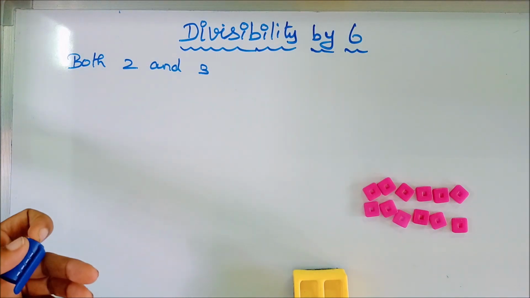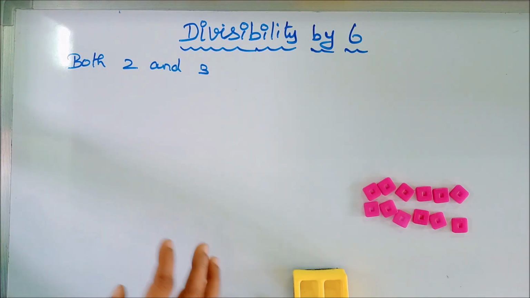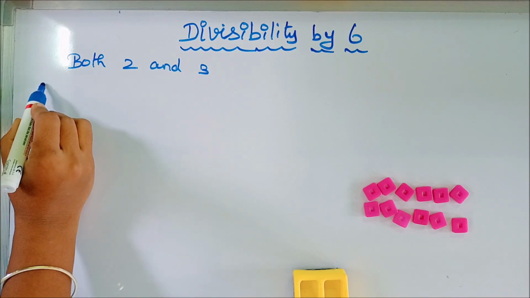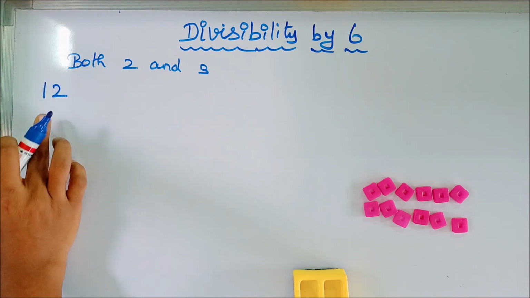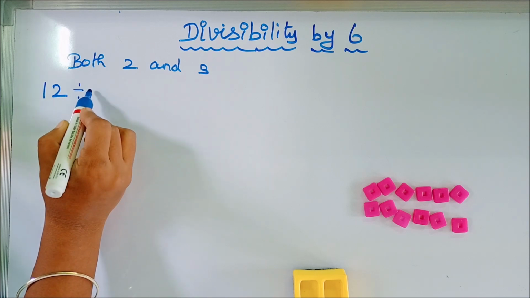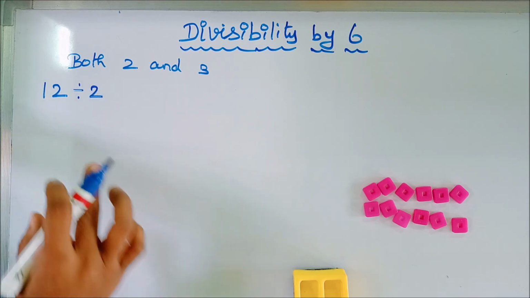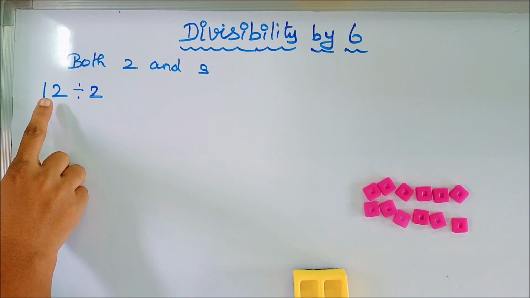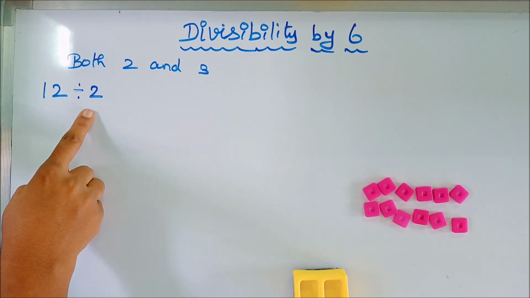Let us do one activity for this concept. For that, first we are taking one number, 12. Now we are going to check whether this number is divisible by 2 and 3. First we are going to check whether 12 is divisible by 2 or not.